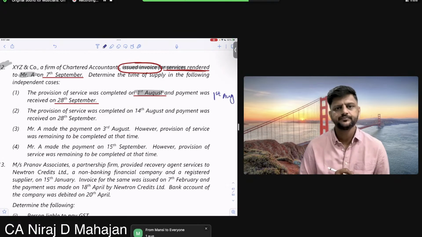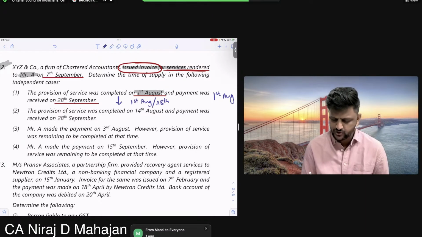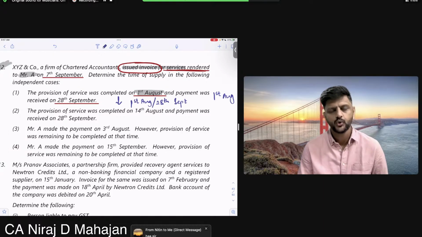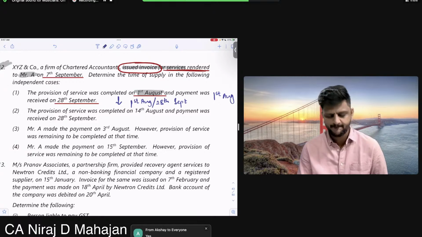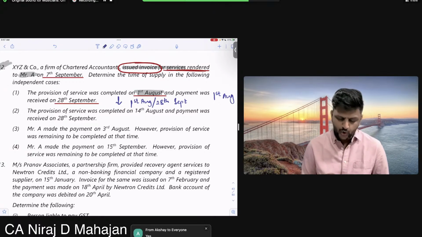1st August. So I'm writing earlier of 1st August or 20th September. All of you okay, children? Akshay, Nitin, tell me. Okay? Sure? Good. Then provision of service was completed on 14th August.